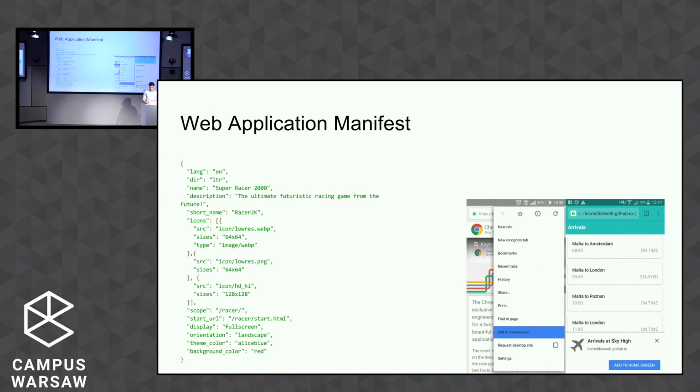The next part from the PWA is the web app manifest, which is basically a JSON. It describes your web app. It's very simple. It includes details about the application itself, some icons which will load, and the option to load in full screen, for example, and to enforce loading in landscape, and some additional UI features to make it more app-like.